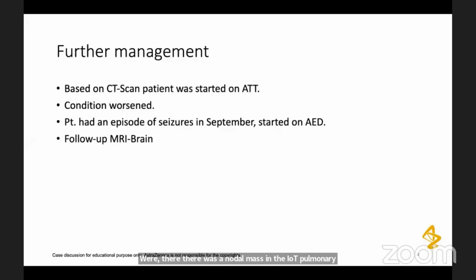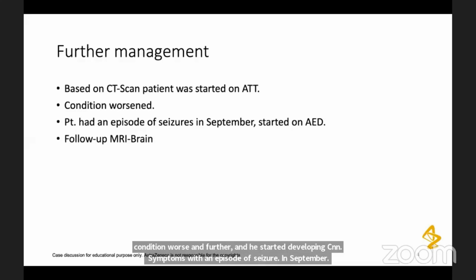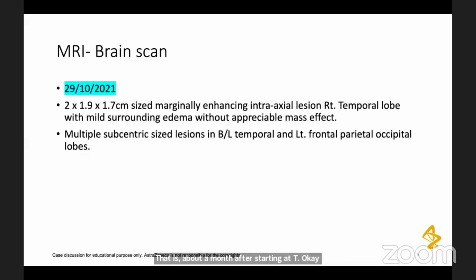Based on the CT scan, because it was a predominantly fibrotic lesion, he was started on ATT, but he did not improve. His condition worsened further, and he started developing CNS symptoms with an episode of seizure in September. That is about a month after starting ATT. So an MRI brain was done in October, and that showed a 2-centimeter lesion in the right temporal lobe with mild surrounding edema and not much mass effect. And there were multiple other subcentimetric lesions also in the bilateral temporal and left frontoparietal occipital lobes.